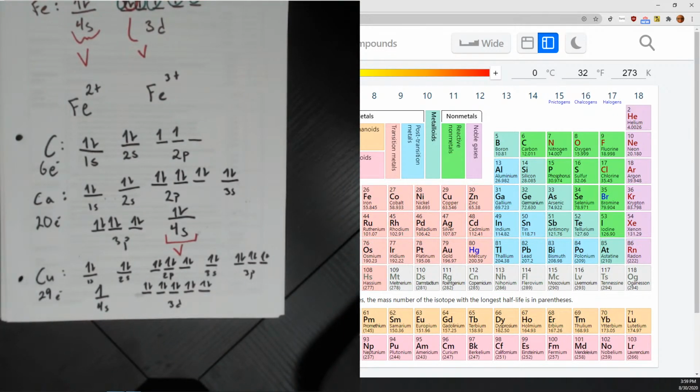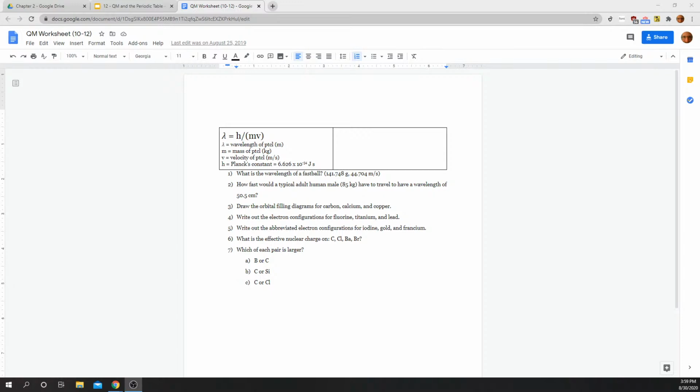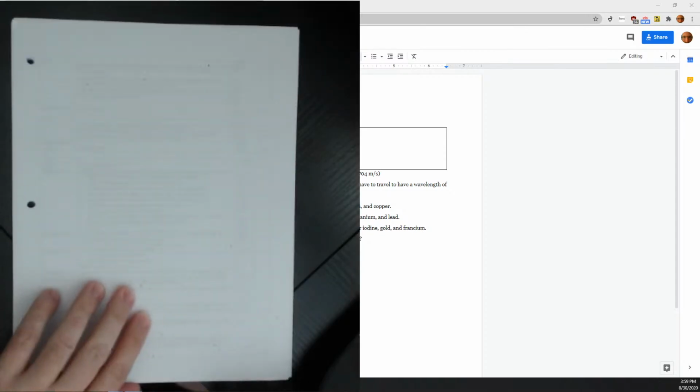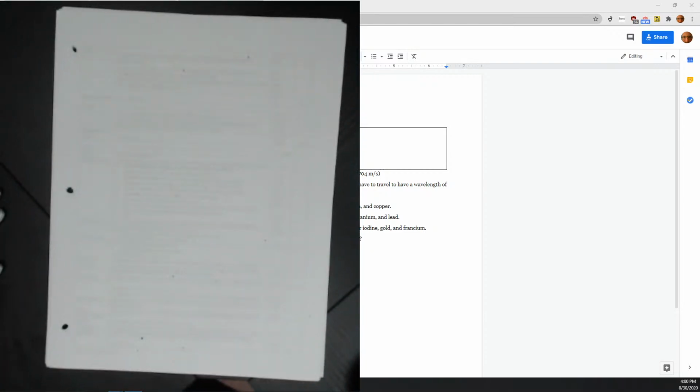Okay, all right, so let us move on to the next question. Write out the electron configurations for fluorine, titanium, and lead. Remember the electron configurations, instead of drawing every individual electron, we are just listing the levels and sublevels. Okay. So fluorine is first.